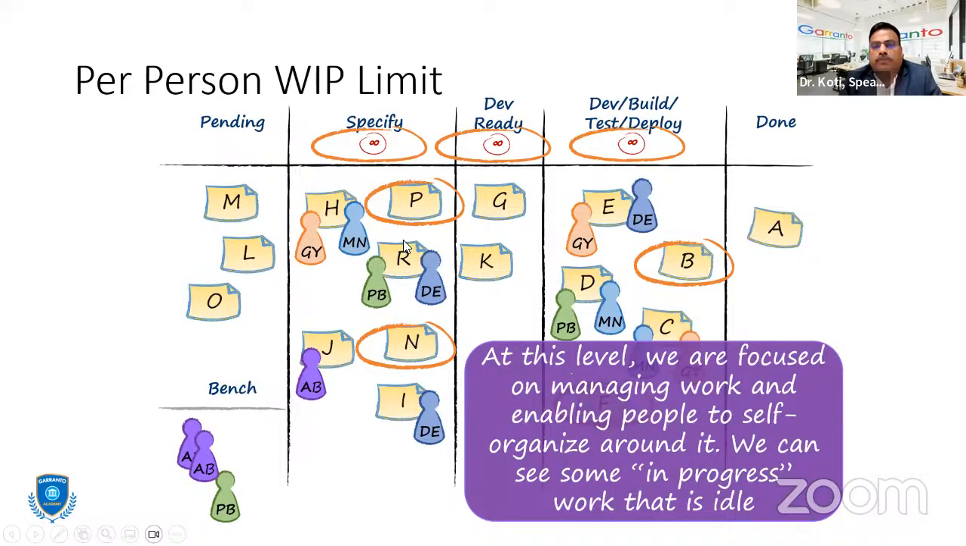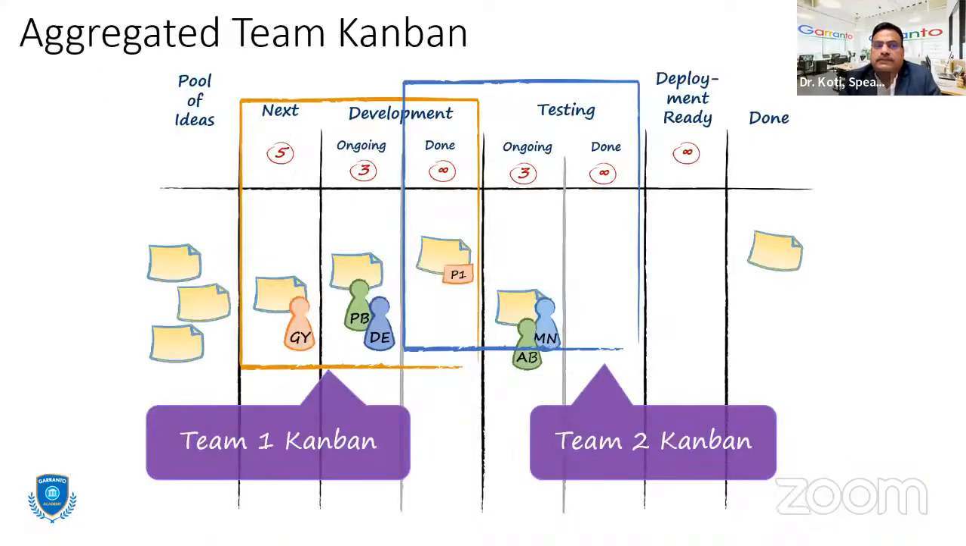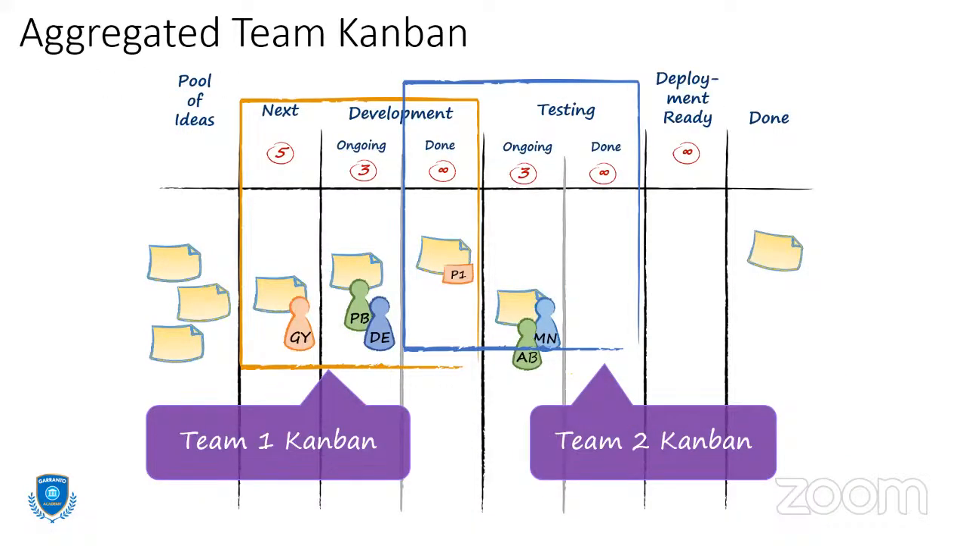You can use the number of people, number of avatars or post-its. You can start assigning them to the work item. If anybody has more capacity, you can keep their avatars here. This is another way of looking at a per person limit kind of thing. This is aggregated Kanban.